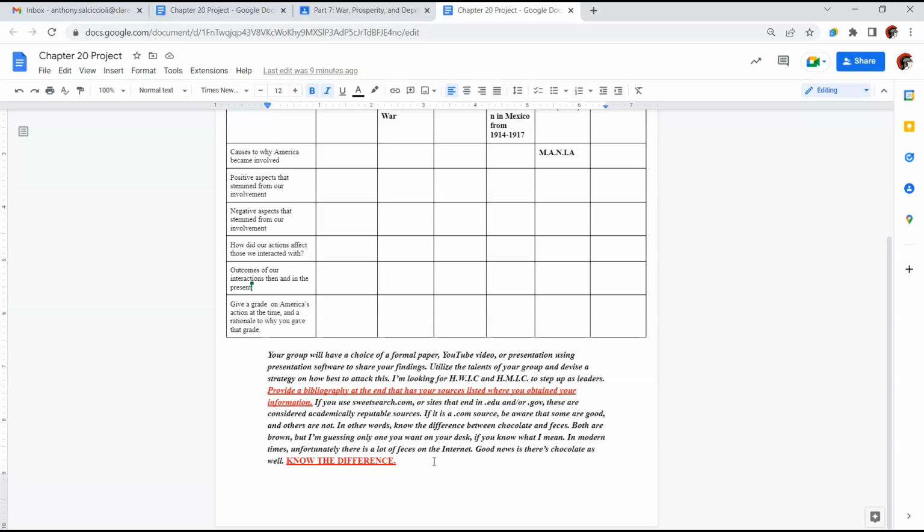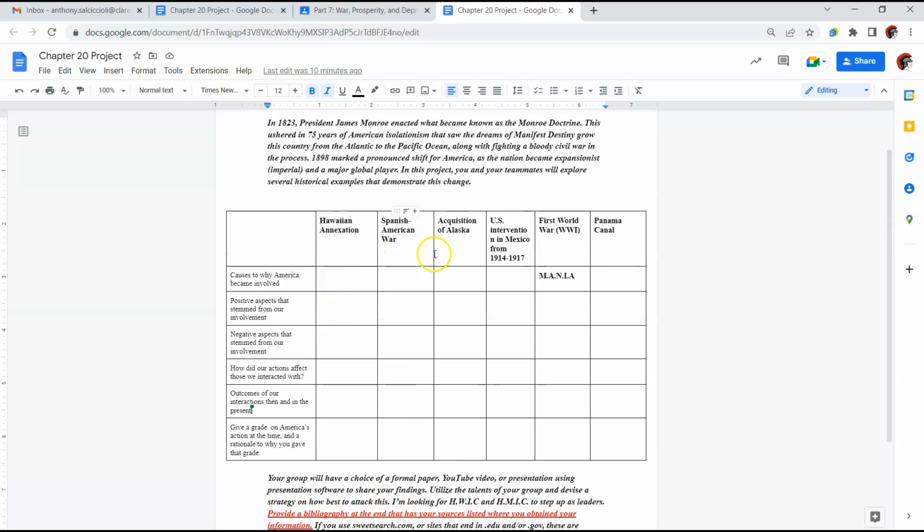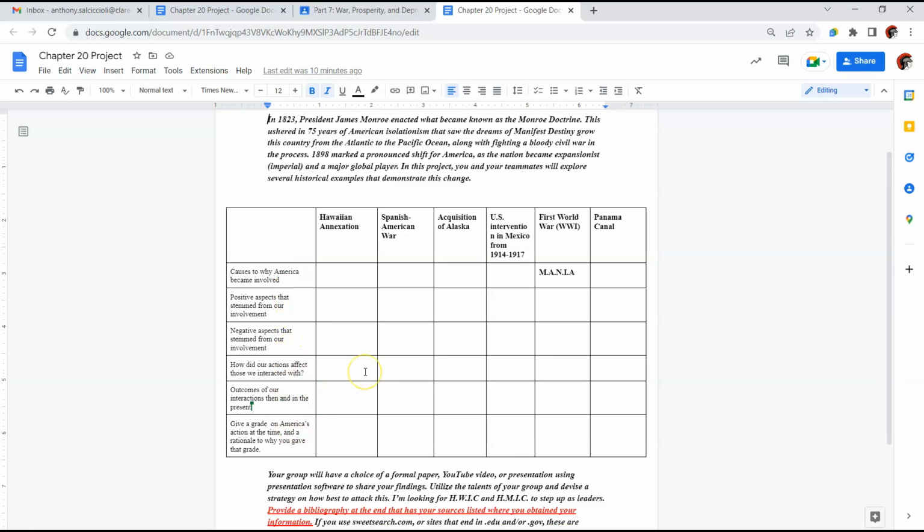Okay, so that is the project. One more time, we're going to be looking at 6 historical events where America became expansionist as opposed to isolationist. We're going to be looking at it along the y-axis here, along 6 criteria. And that is the project.